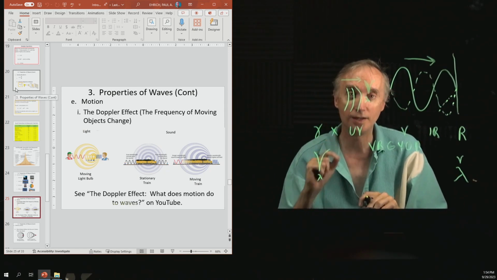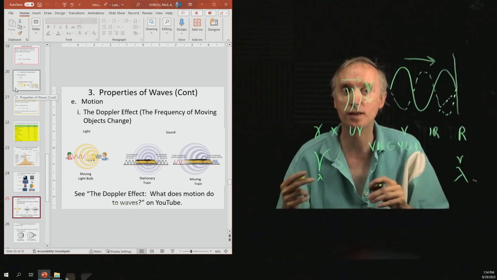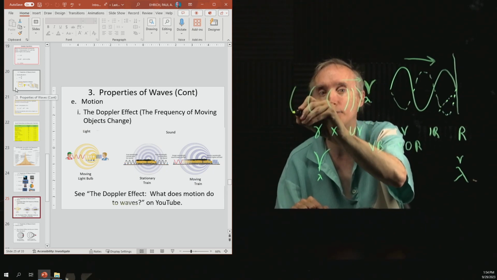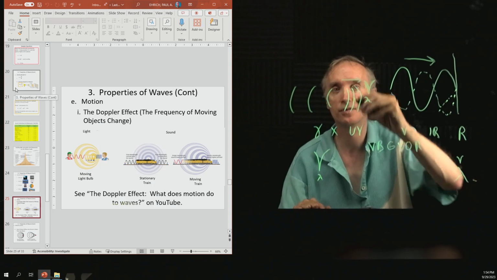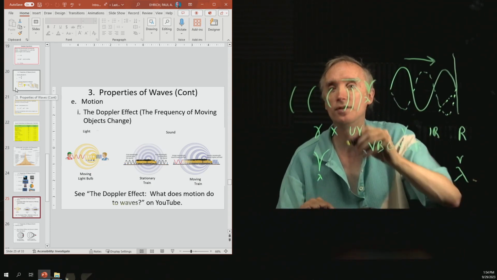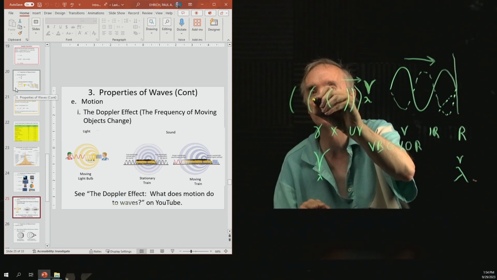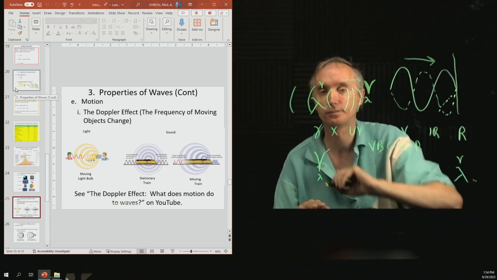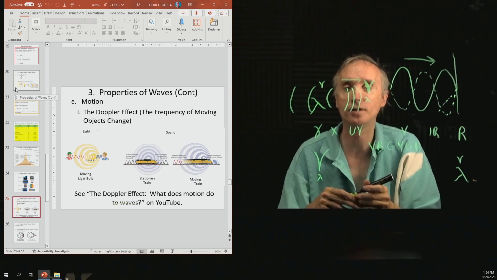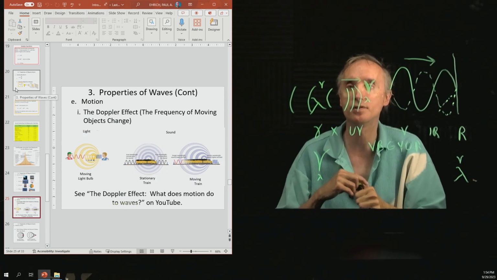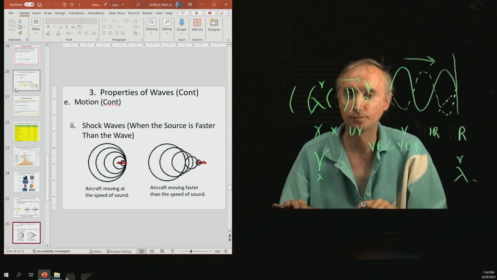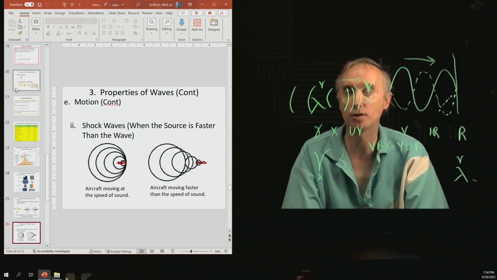If something is moving away from you, then what's going to happen? These lines are going to get further apart, like that. So this is if it's moving away from you. In this case, the wavelength is going to get larger, so that means the frequency gets smaller. So be able to explain what the Doppler effect is, what it does to frequency, and what it does to the wavelength. And then we also talked about shock waves.